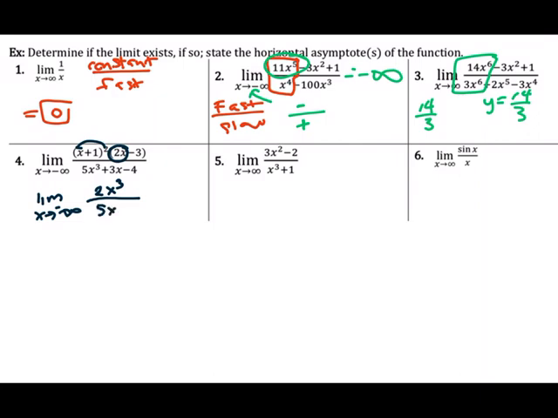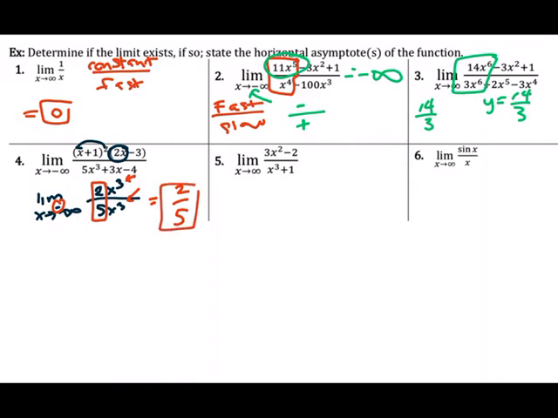This is over 5x to the 3rd power. That's the dominant term of what's happening in the denominator. So they are changing at the same rate since they are both x to the 3rd, which means this limit is going to be equal to 2 over 5. Now, since both of these are 3rd powers, even though I'm going to negative infinity in both the numerator and the denominator, a negative divided by a negative would give me positive 2/5.